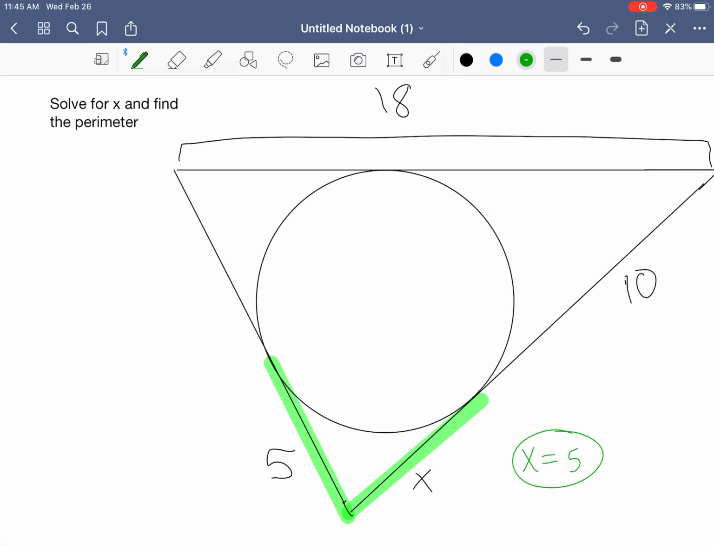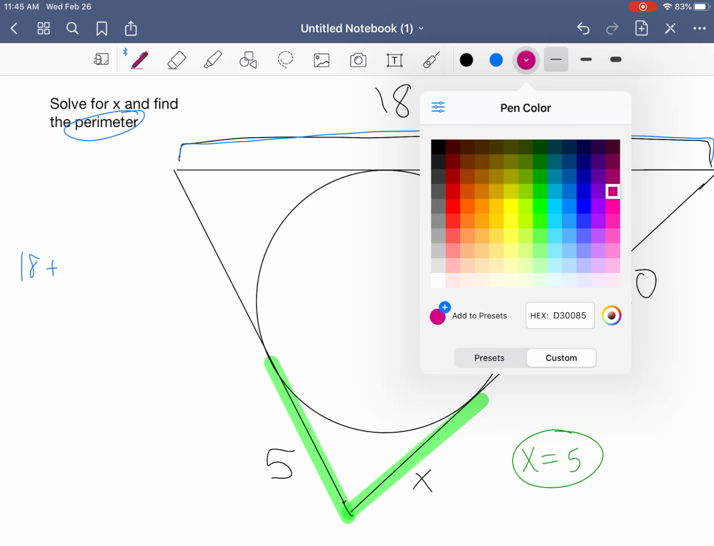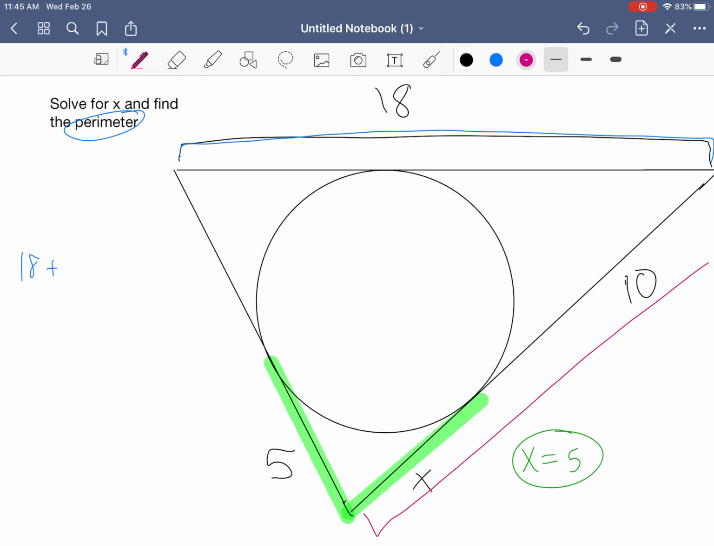And then we want to find the perimeter. And to find the perimeter, that means we add up all the side lengths of the triangle. So we already know one side length is 18. They gave us that, so we're gonna have 18 plus, we need to know the other length given to us. So we need to know this entire length here, and we know 5 was the x, so 5 plus 10 gets us 15, so that's the entire length of the right side of the triangle.